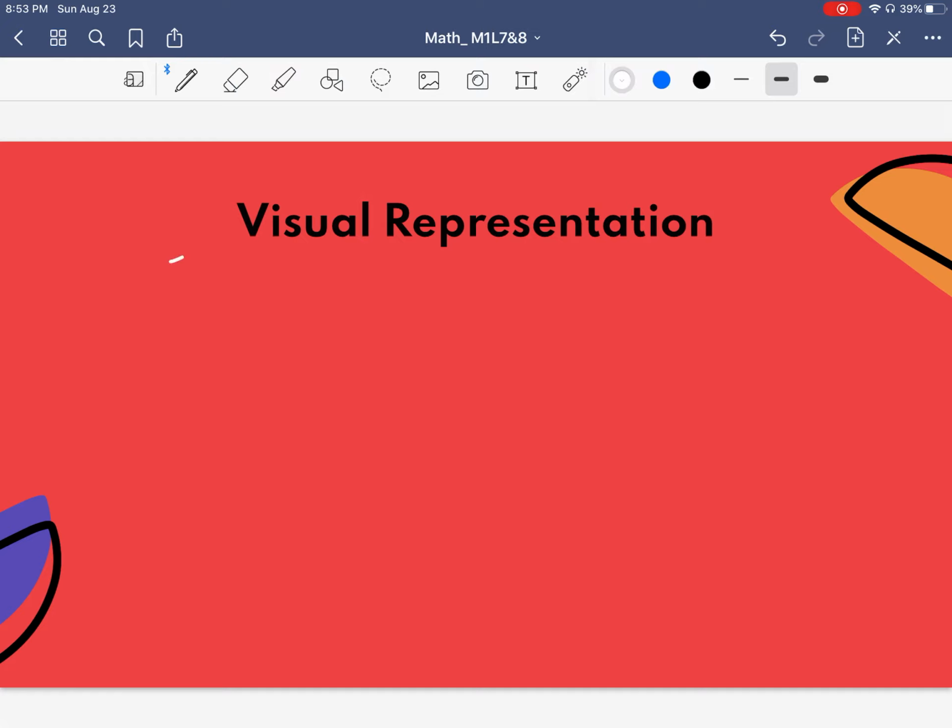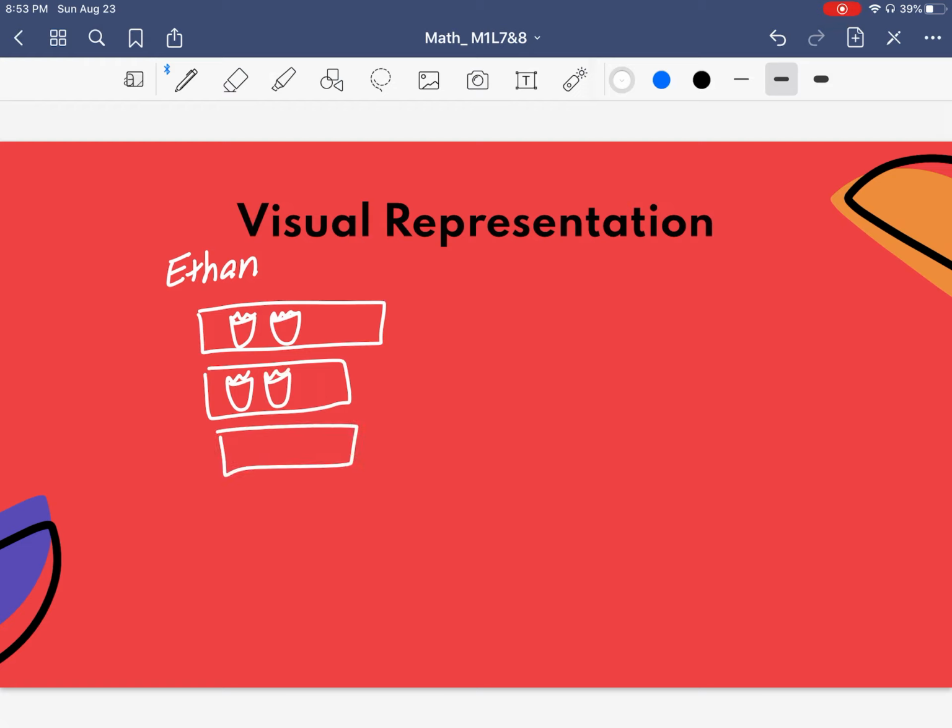Let's begin with Ethan. Ethan has 5 baskets. So I'm going to draw this rectangle to represent one basket, and he has 2 carrots inside. And this is his second basket, third basket, fourth, and fifth. So let's count. Now I drew all 5 baskets. Let's count how many carrots he has in total. 1, 2, 3, 4, 5, 6, 7, 8, 9, 10. So in total, he has 10 carrots.